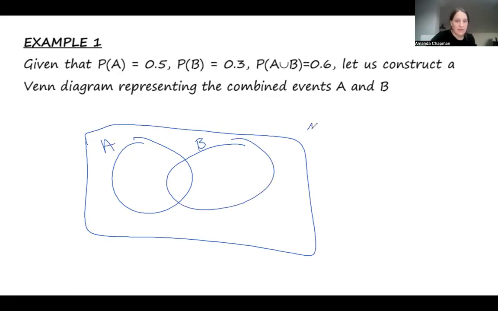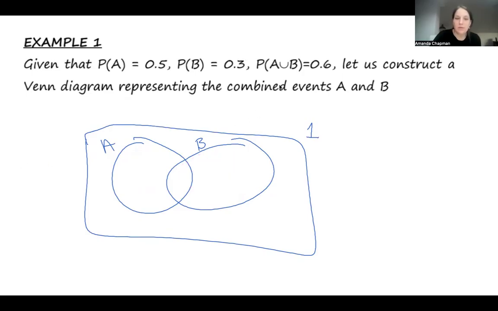So the whole thing's gonna add up to 1, that's clear. I know that the probability of A is 0.5. The only problem there is that all of this is 0.5, so I don't know how much to really put here, and I don't know how much to put here. And by the same token, I know that all of this equals 0.3. I don't know how much is overlapping.